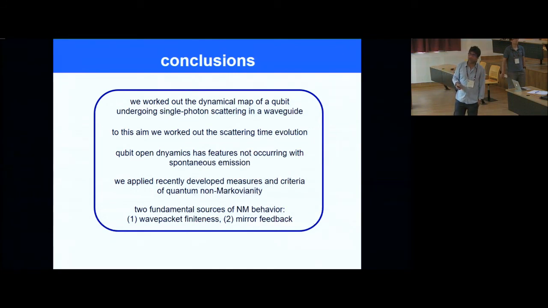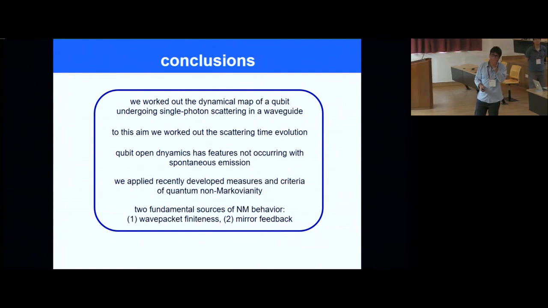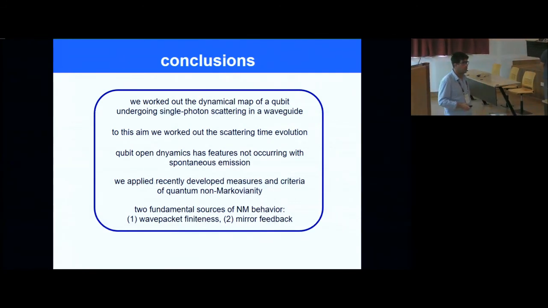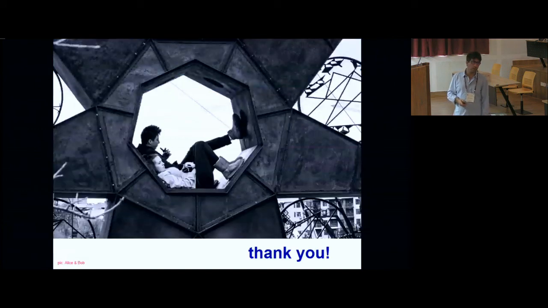We applied recently developed measures and criteria of quantum Markovianity, and once again, as I just finished saying, we identified two fundamental sources of non-Markovian behavior. One is related to the wave packet finiteness, and another one is related to the feedback due to the mirror and hence the associated delay time. And with this final picture, I thank you for your attention.